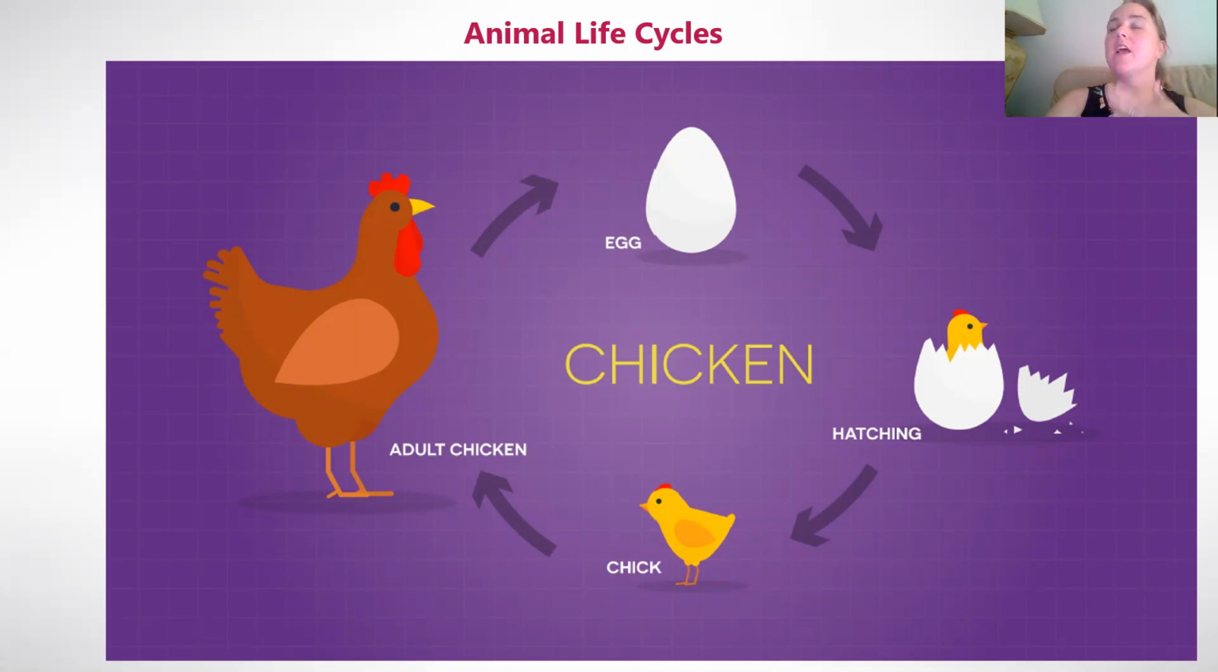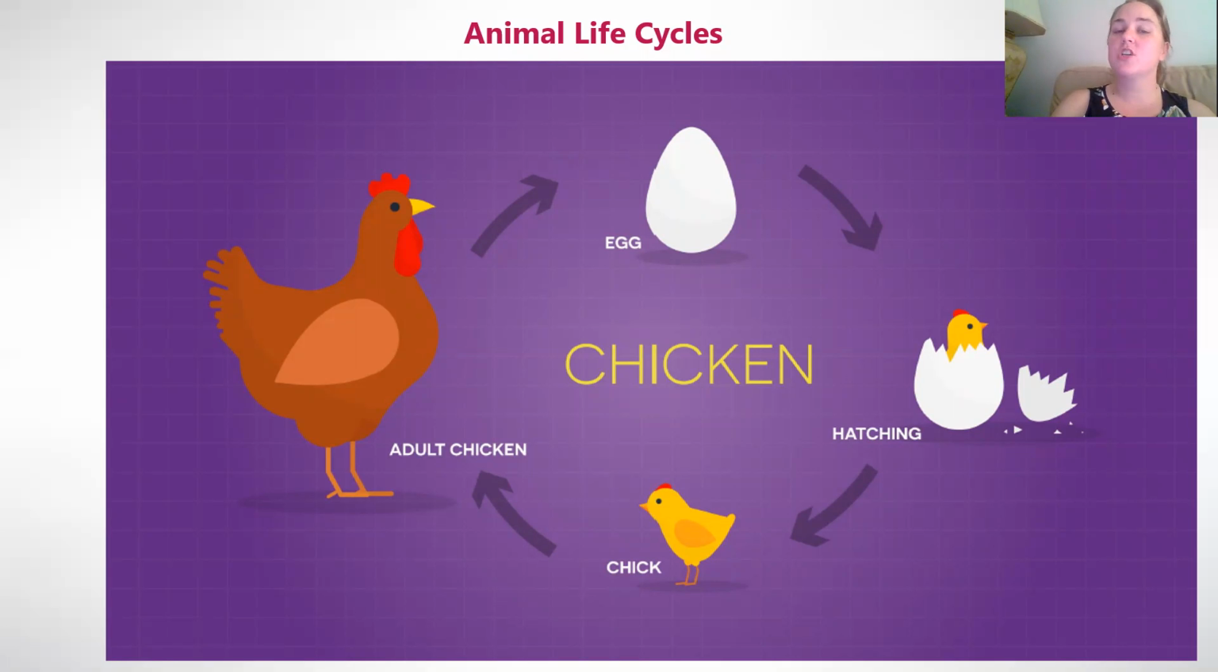If you think about humans, for example, we're a baby in our mom's belly. It's called a fetus. We're in the belly, and then we're born and we're a baby. Then we are a child, then a teenager, then an adult, and then an elderly person, and then that's our life cycle. So now let's think about the life cycle of a chicken.